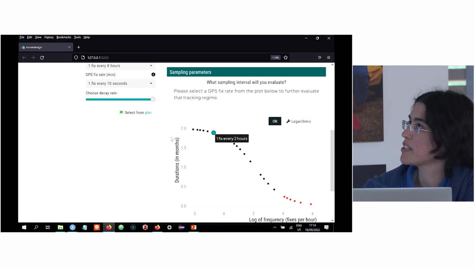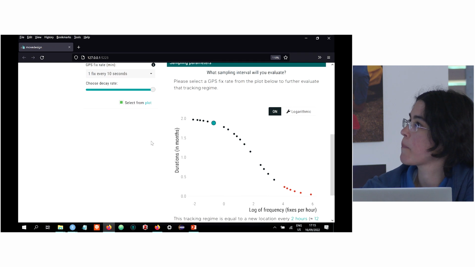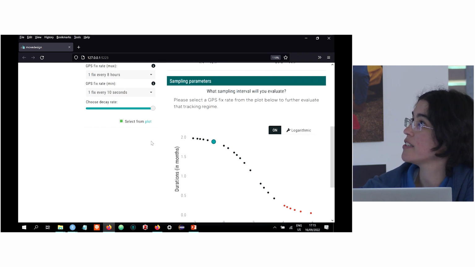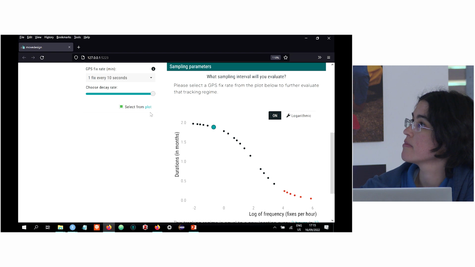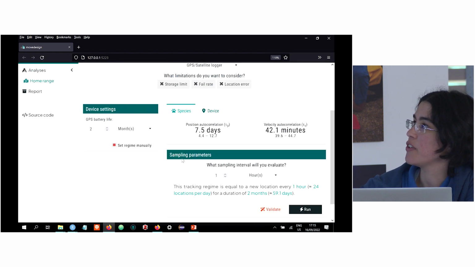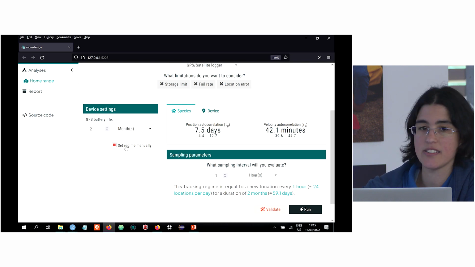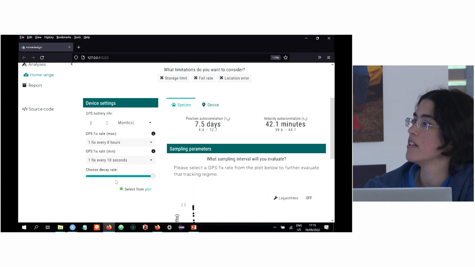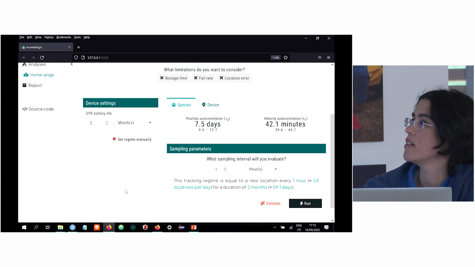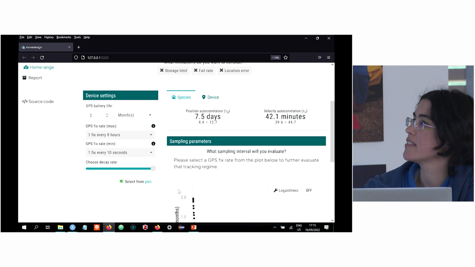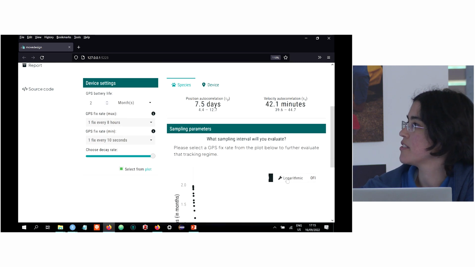So let's do one fix every 2 hours. That shouldn't take too long. So you can select that from the plot. You can also do it manually, so if you already have an idea, like, I just want to see if 2 months and 1 hour is enough, you can also do that by clicking here and setting the regime manually, instead of selecting from the plot. But again, it's your choice there.